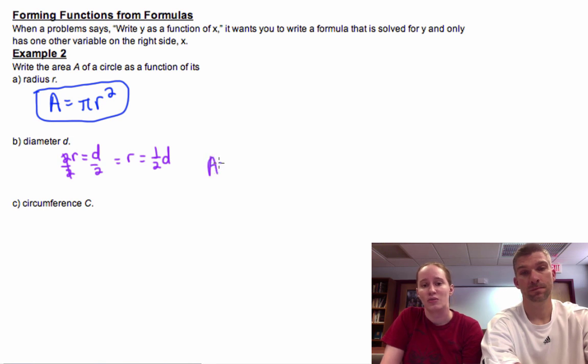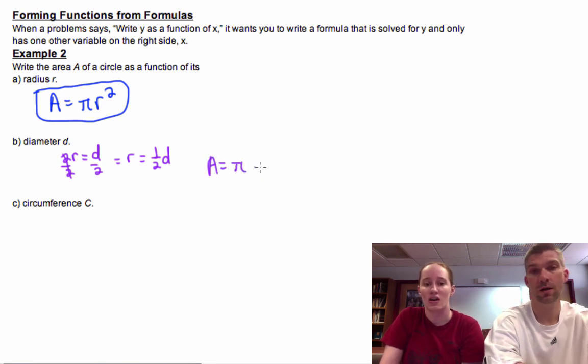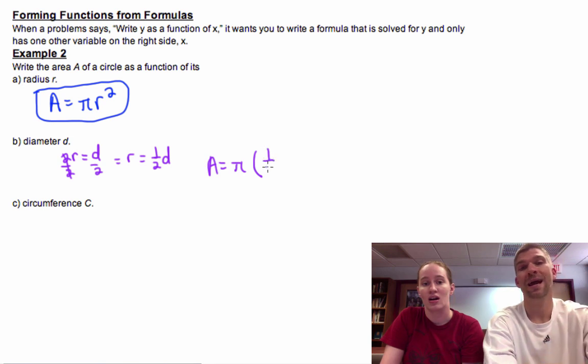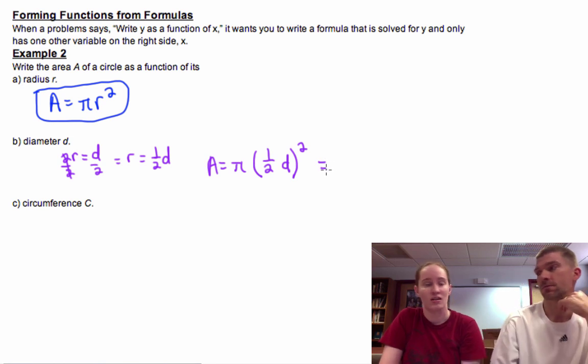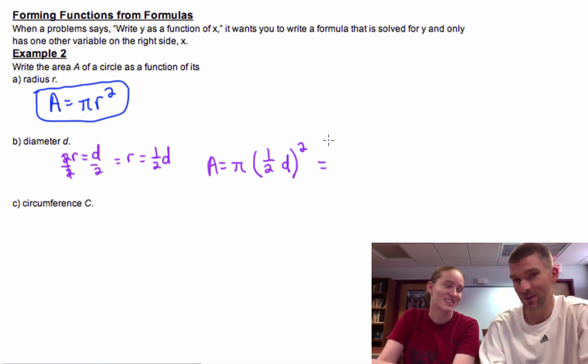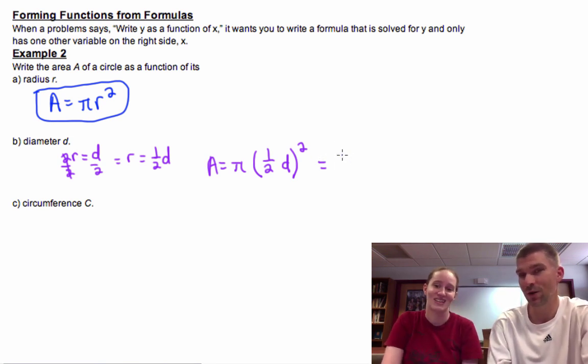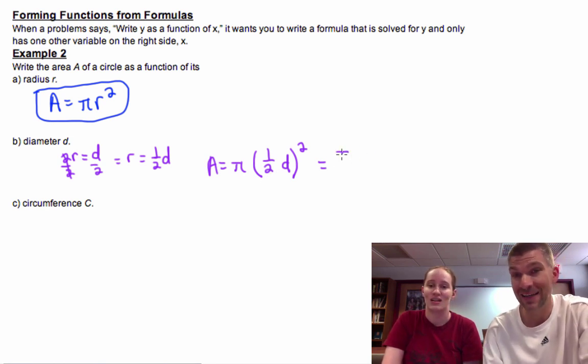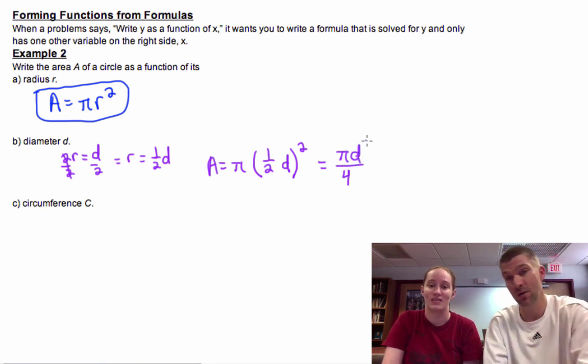So we're going to take what the formula normally is, but instead of r squared, you're going to put 1/2 d, close parentheses, and square that. Now you could be really uber nerdy. This would be 4 on the denominator, because 1/2 squared would be 1/4. So you could do pi d squared over 4.